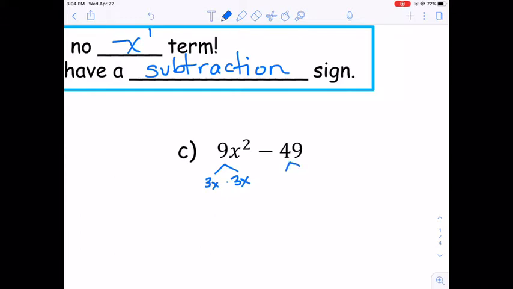Then think about what times itself equals 49. 7 times 7 equals 49. When I factor it, I'm going to have a 3x first. I'm going to have a 7 as the last term. One is going to be adding, and the other parenthesis is going to have subtraction. That would be my factored form.